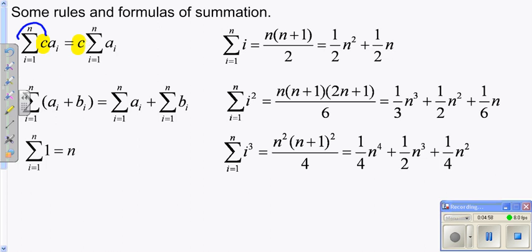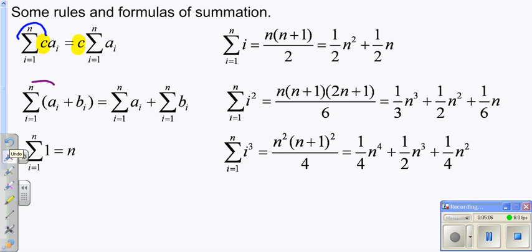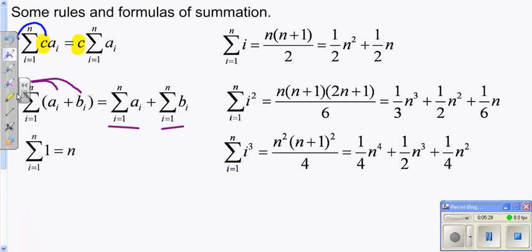On the next one down here, we're just saying, let's go ahead and distribute your summation through to each one of these. And that's what we're doing to get this over here. So instead of just adding two things together, figuring out the answer, and then doing your sum after that, it says do the sum of the first one, the sum of the second one, and then add those two together. The bottom one here says 1 added together n times is just n.